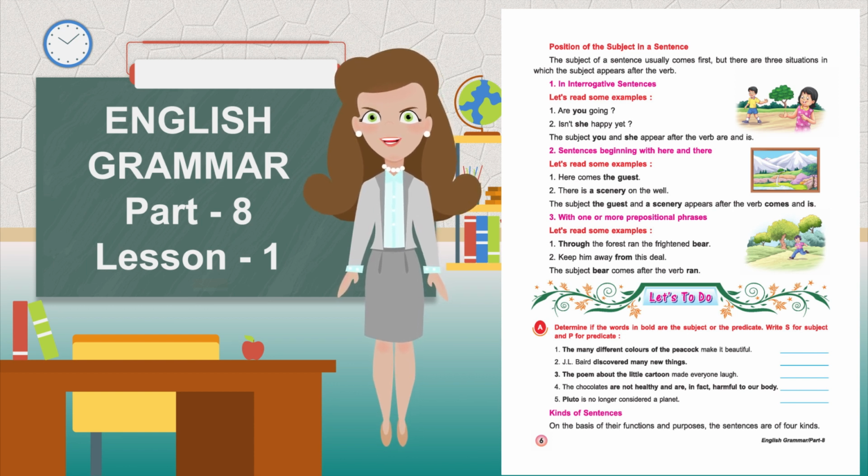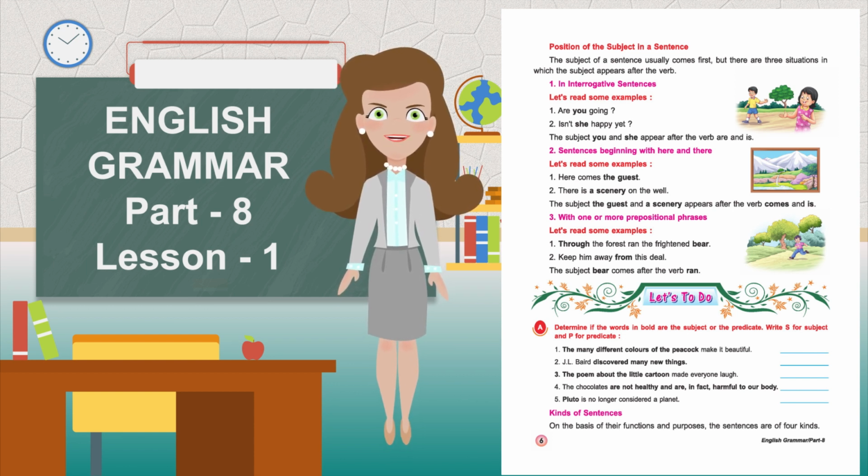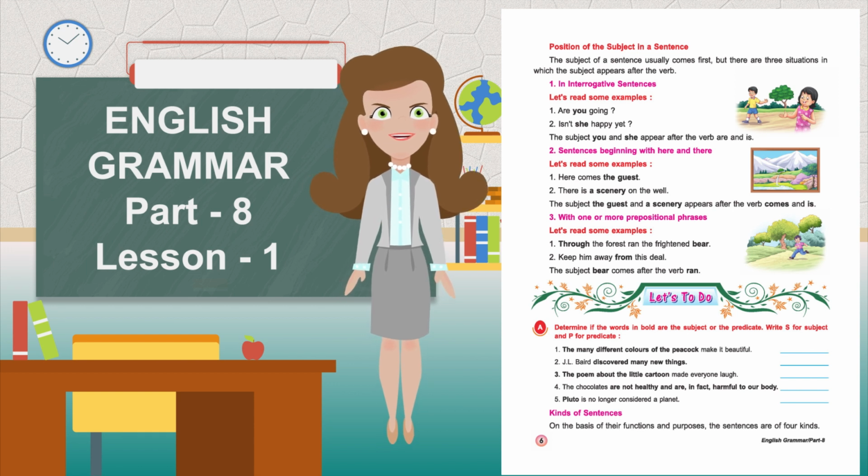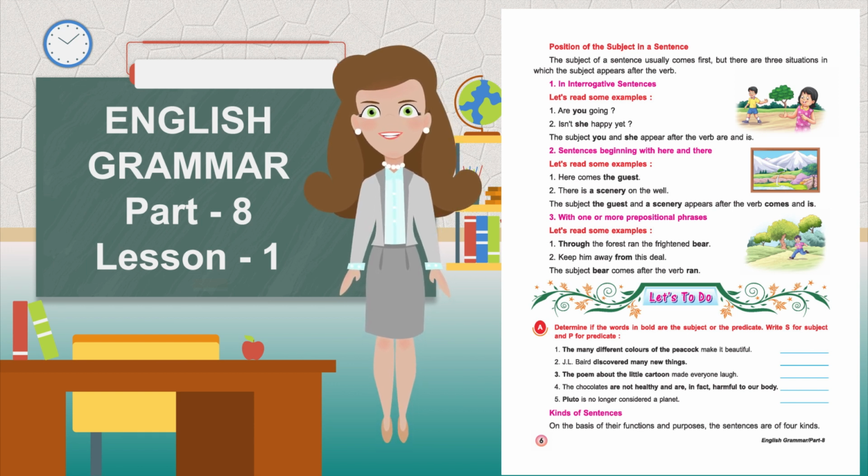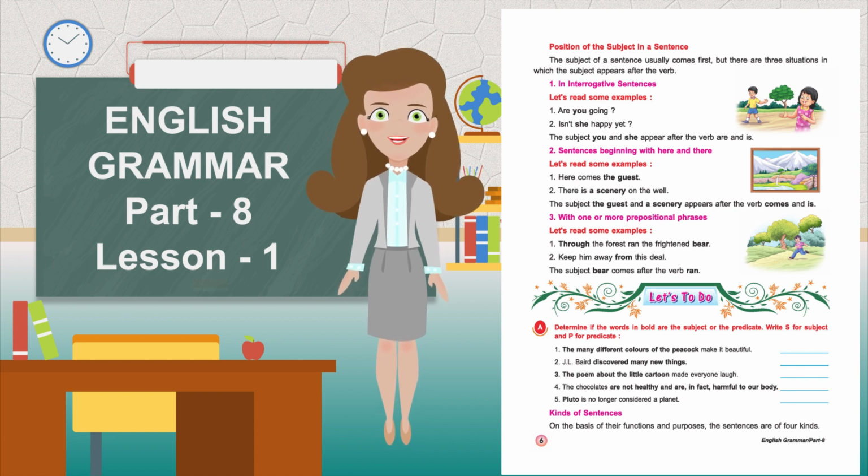Third, with one or more prepositional phrases. Let's read some examples. Through the forest ran the frightened bear. Keep him away from this tree. The subject, bear, comes after the verb ran.